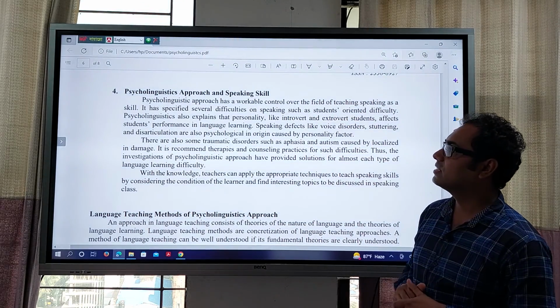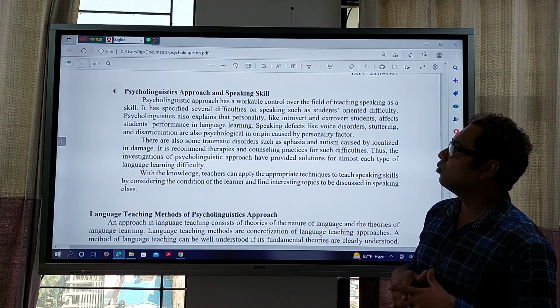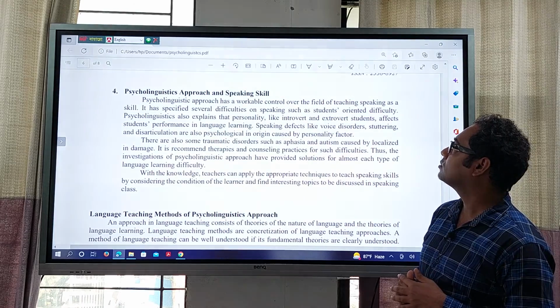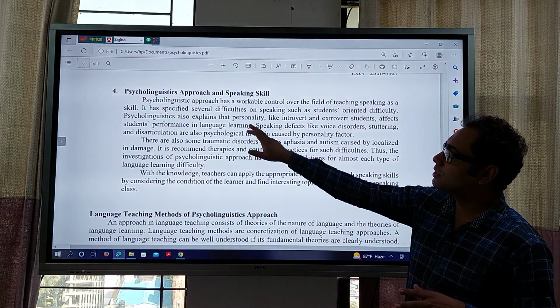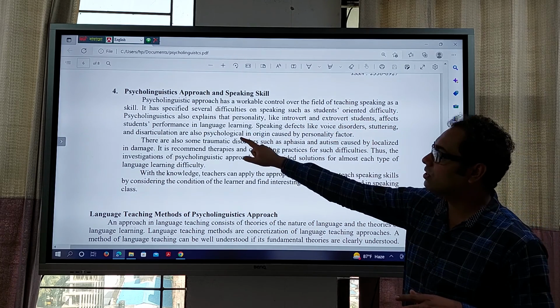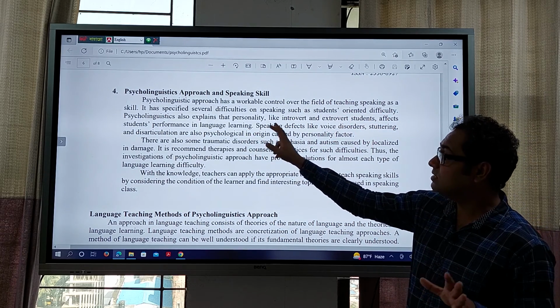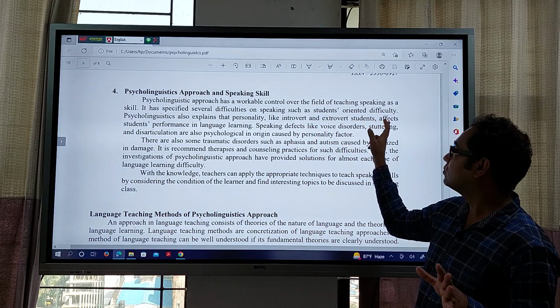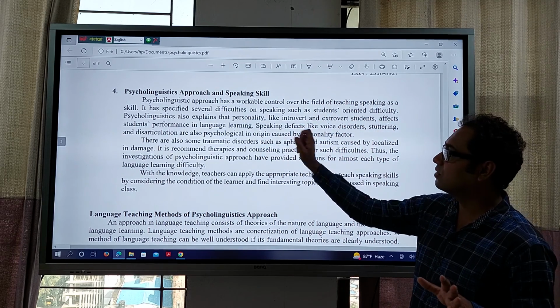Psycholinguistic approach and speaking skill. Speaking is a workable control over the field of teaching. Speaking as a skill has several specified difficulties, such as student-oriented difficulty. Psycholinguistics also explains personality, like how introvert and extrovert students affect students' performance in language learning.